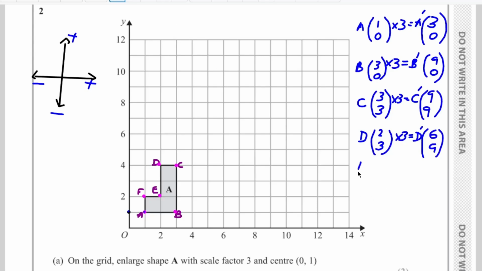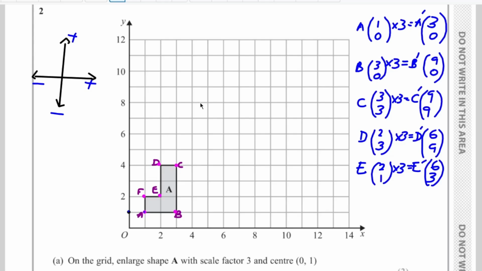E. Let's get the column vector for E. Here, we've been given E. So let's move from the center. 1, 2, you got to stop here because E is right about here. 2 and 1. Then your movement would be 2, 1. The column vector is 2, 1. You have to multiply it by 3 because it is the scale factor. Then E prime would be 3 into 2, 6, 3 into 1, 3. It is 6, 3.